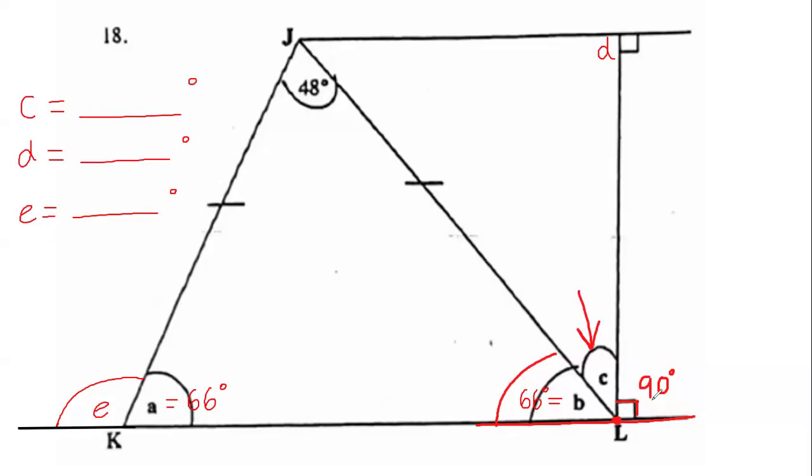Okay, quickly do it and put your answers inside the chat. Quickly do C. I already gave you all the hint. We have 90. We have 66. It's on a straight line. It's at a common point. So what is C gonna be? Put your answers inside the chat, please.